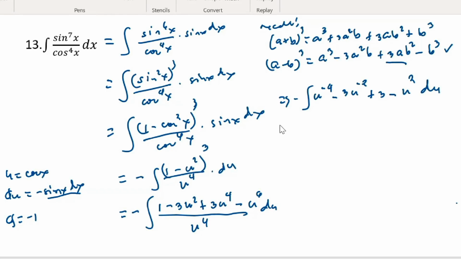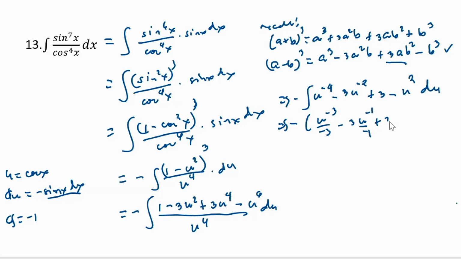So integrating this one now will give us the negative of the integral of u to the power of negative 4, which gives us u to the power of negative 4 plus 1, which is negative 3, over negative 3, minus 3u to the power of negative 1 over negative 1, plus 3u minus u to the power of 3 over 3, and then plus a constant.